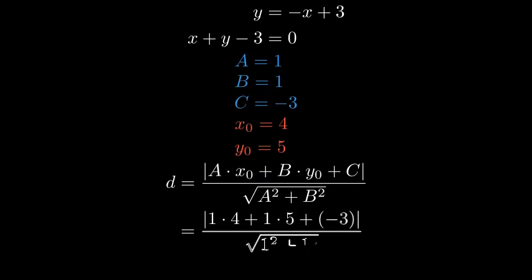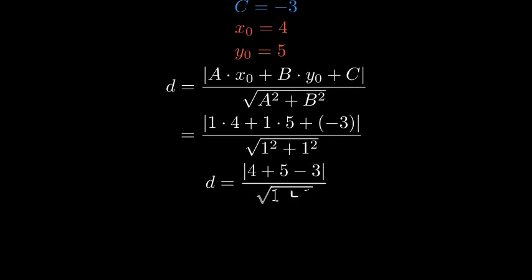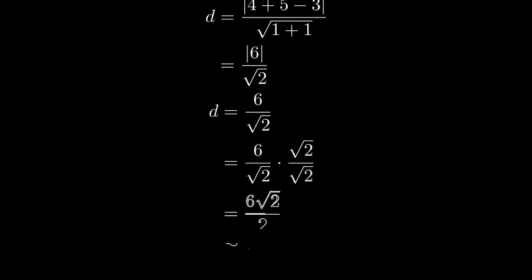Substituting into our formula, we get d equals the absolute value of 1 times 4 plus 1 times 5 plus negative 3, divided by the square root of 1 squared plus 1 squared. This simplifies to the absolute value of 4 plus 5 minus 3, divided by the square root of 2, which gives us the absolute value of 6 divided by the square root of 2, or 6 divided by root 2, which simplifies to 6 divided by root 2 times root 2 over root 2, which equals 6 root 2 over 2, or approximately 4.24 units.